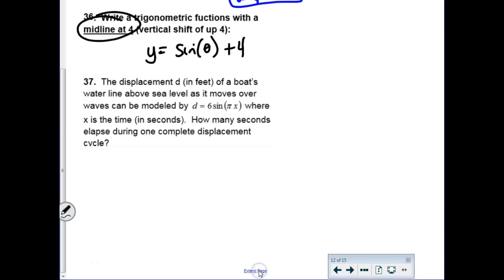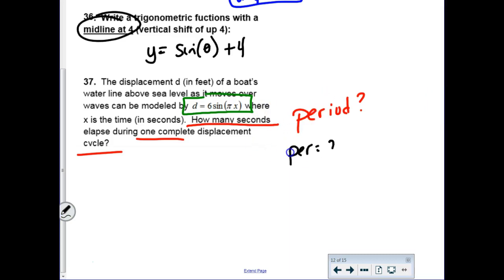Okay, that looks like one of those buoy questions. We have the displacement of the boat given to you by this function. And the question is, how many seconds for one complete cycle? They never said the word, but what word are they looking for? Yes, they want to know what the period is. Well, that goes back to that first question we did. How do you find period? Well, it's 2 pi divided by b.